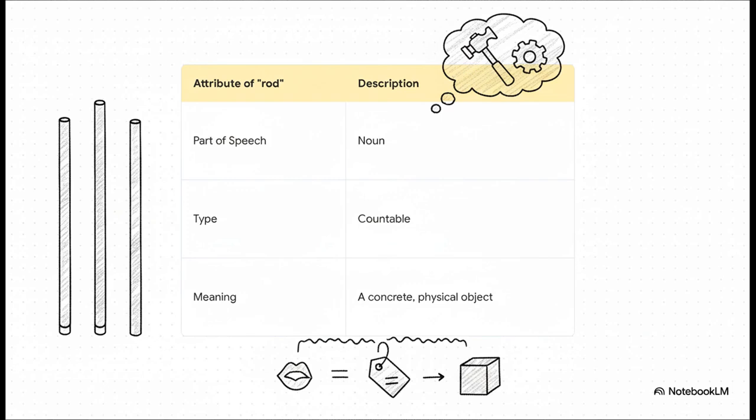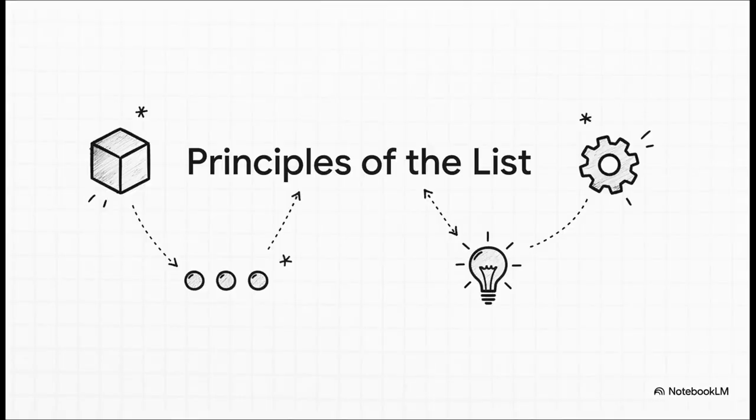Okay, so the entry tells us a few key things. First, rod is a noun. Check. Second, it's countable. You can have one rod, two rods, a bunch of rods. And third, it describes a concrete physical object, something real. These are our facts. So just from those clues, we can start to piece together what this mysterious list is all about. It seems to favor words for things that are tangible, right? Things you can count. It's all about functional, practical words. Not a lot of room for poetry or abstract ideas here.